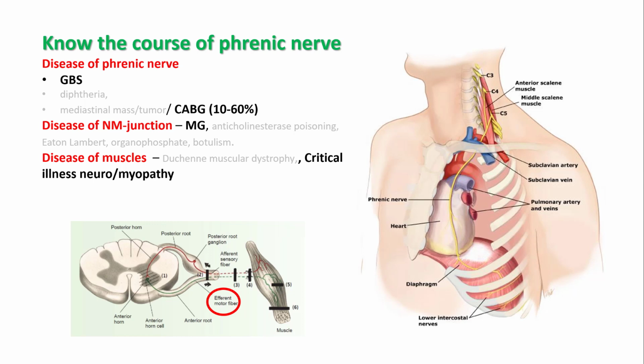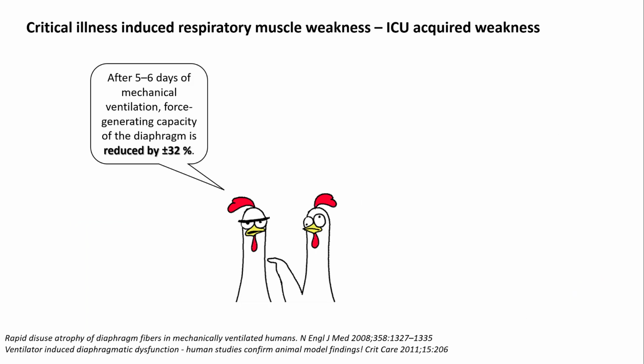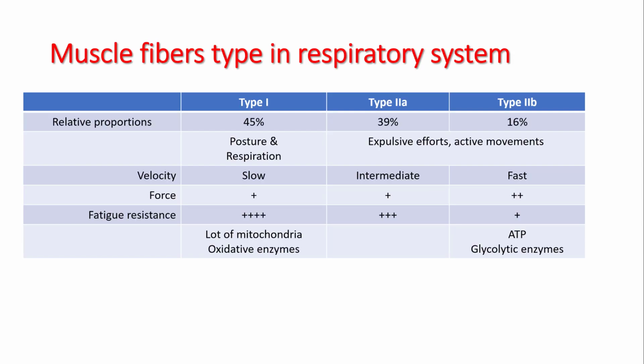One of the other common diseases that you will be encountering will be critical illness neuromyopathy. Your patients can become very weak once they are on the ventilator, and studies have reported that the force generating capacity of the diaphragm is reduced by 32% after 5 to 6 days of mechanical ventilation. And on biopsies, they have found that the muscle fiber cross-sectional area is reduced by around 25%. Atrophy can start within 18 hours of being on the ventilator.